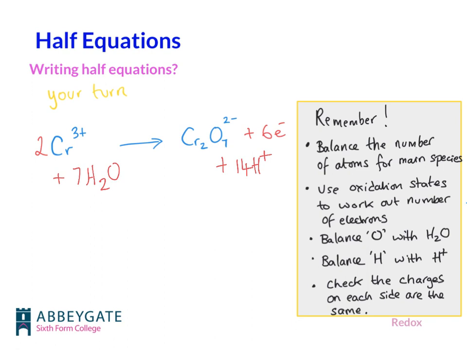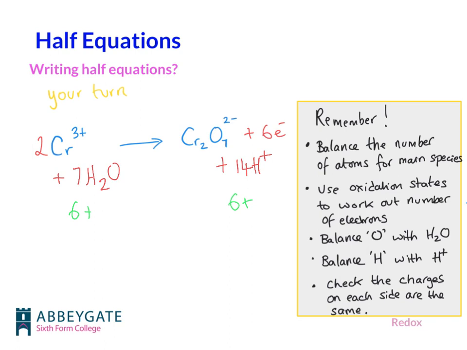The final step then is to double check that everything is balanced. So we've got 2 3+ on the left-hand side, so that's a total of 6 positive charges. And on the right-hand side, I've got 2- plus 6e-, so that's 8 negatives and 14 positives. So 14 take away 8 is 6. So I've got 6 positives, and I can therefore say everything's balanced.